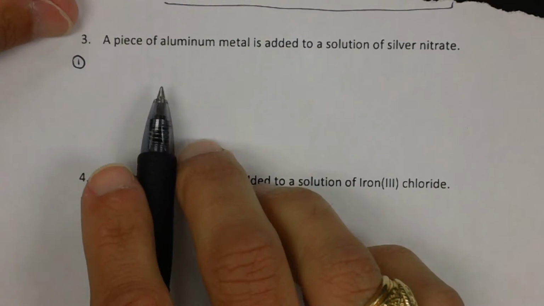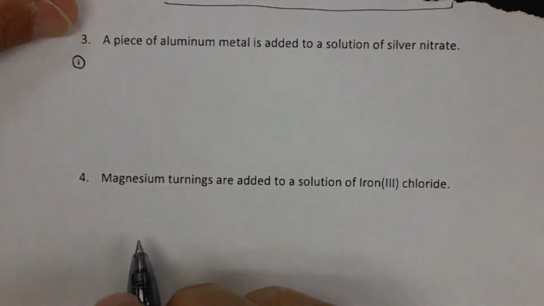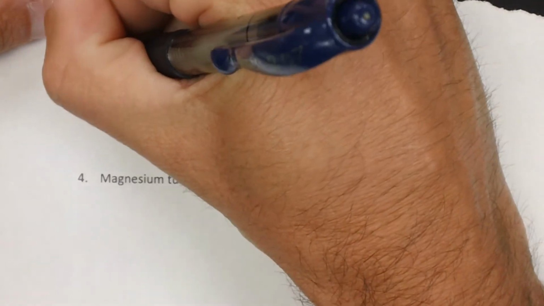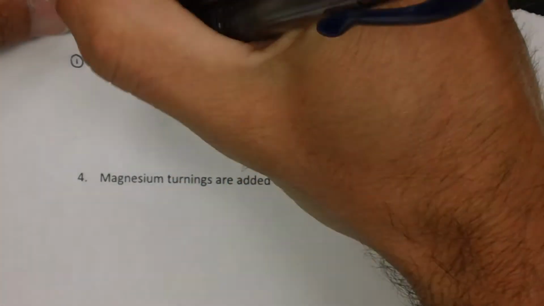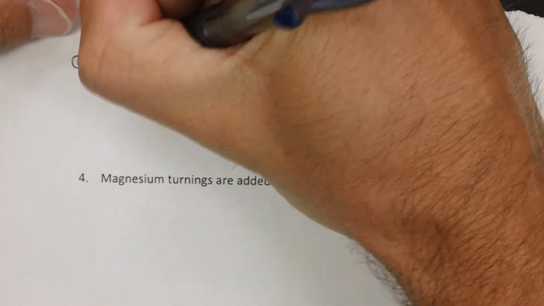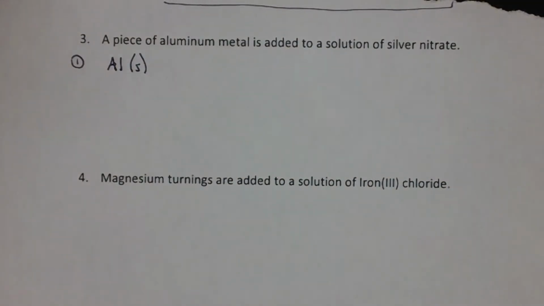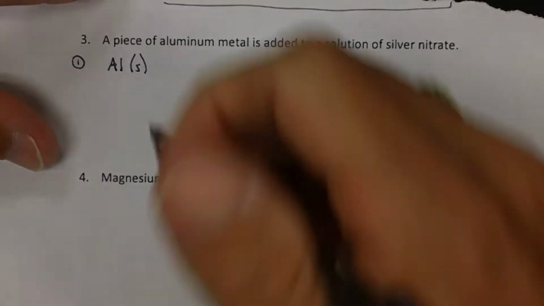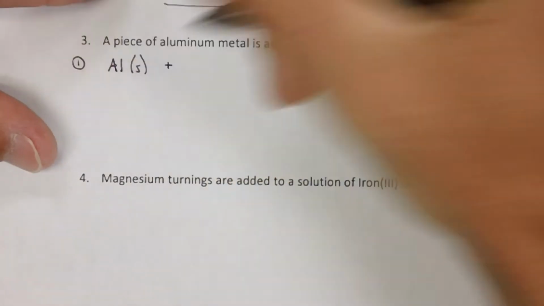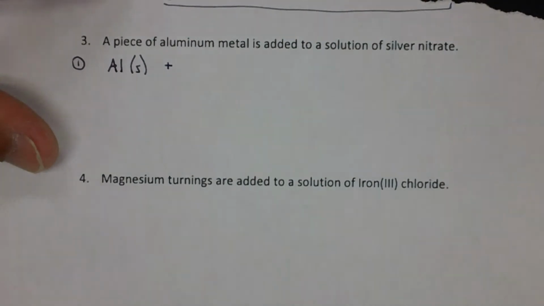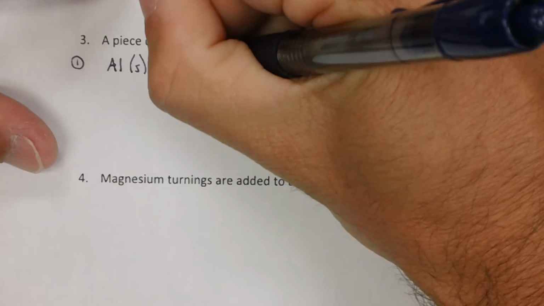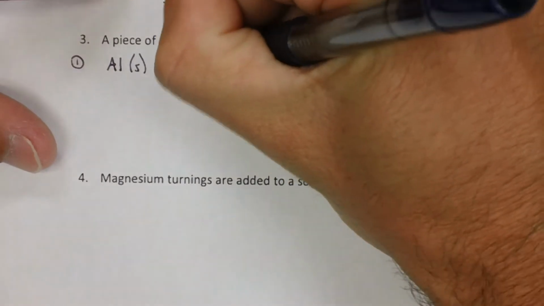And so the first step is to write and balance the equation. So here we have some aluminum metal. Aluminum at room temperature is a solid. So just like on the last video, I put states of matter in the first equation. Ultimately I don't care about states of matter, but I want you to be able to see them here initially. So a solid piece of aluminum is going to be reacting with a solution of silver nitrate. So we have an aqueous solution of silver nitrate.